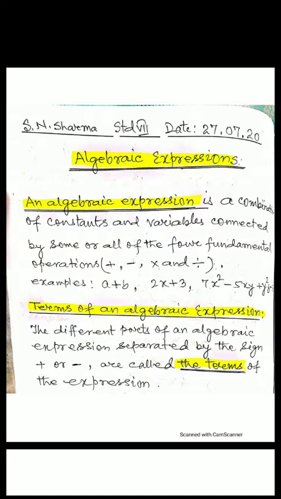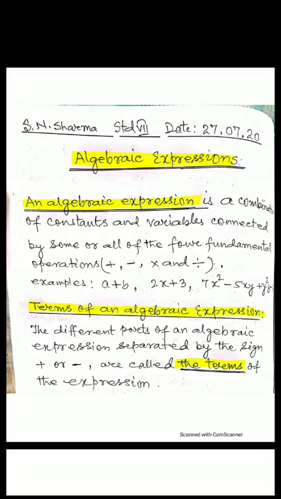An algebraic expression is a combination of constants and variables connected by some or all of the four fundamental operations, that is plus, minus, multiply and division signs. For example, a plus b, 2x plus 3, 7x square minus 5xy plus y square z minus 8 are examples of algebraic expressions.